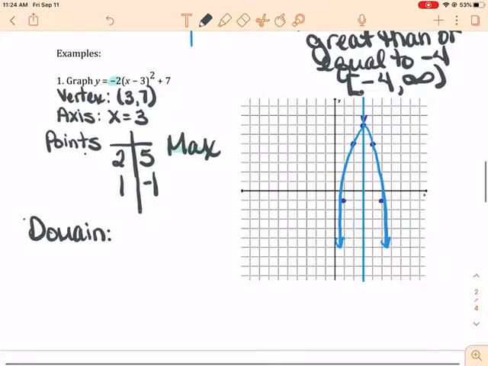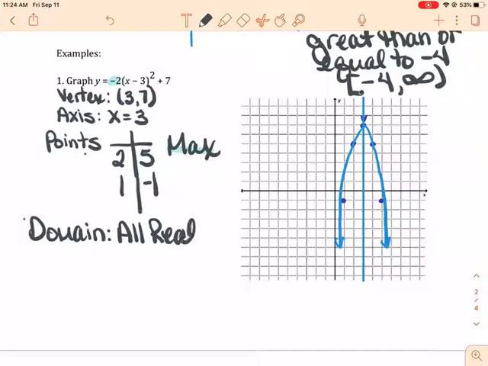What values should you be able to put in for the parabola? Anything. Again, you have your choices on how you want to write this: all real numbers. You can write it in set notation, or you can write it in interval notation.